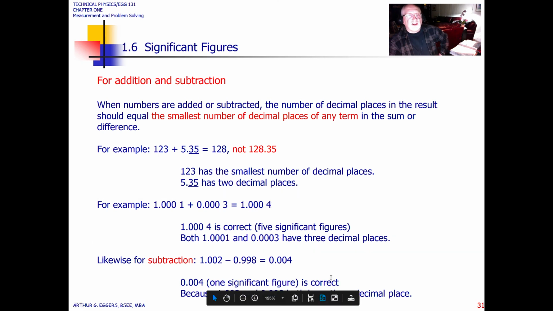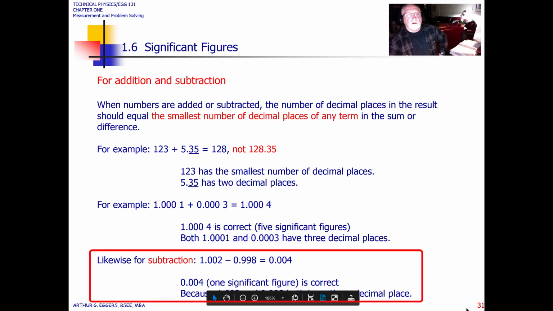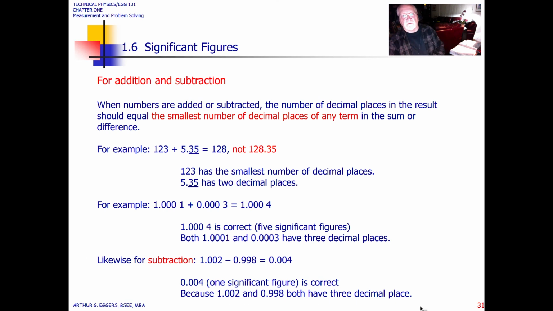Likewise for subtraction, 1.002 minus 0.998 gives us a difference of 0.004. 0.004 has 1 significant figure and is correct. Okay, this is because we had the correct number of significant figures, 1.002 and 0.998 in our two terms. They both have 3 decimal places.